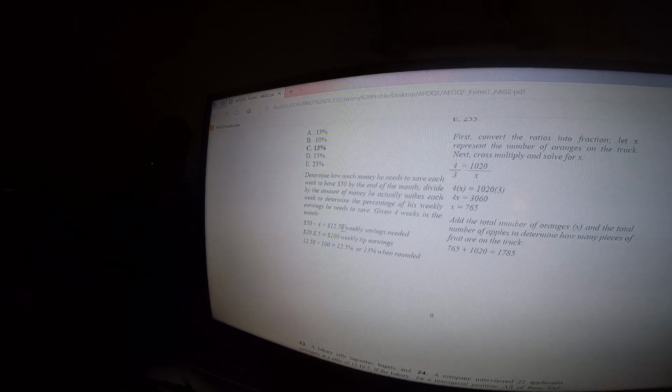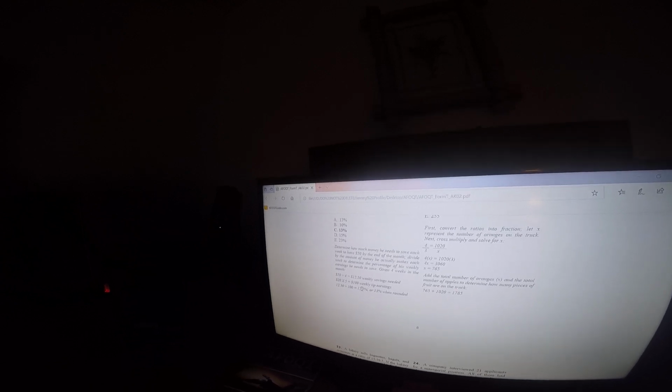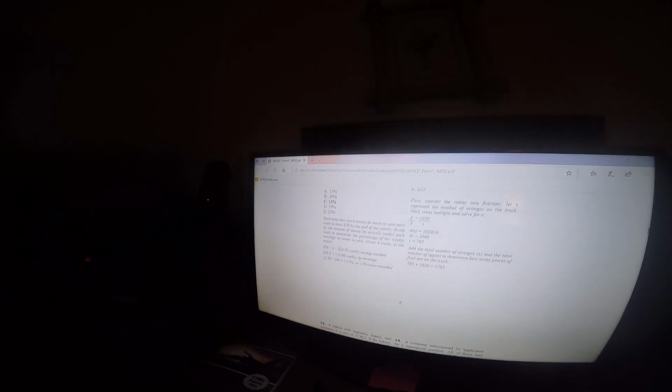He needs to save $50. So each week he needs to save $12.50 weekly savings needed. He makes $100 weekly in tips. So $12.50 divided by 100 equals 12.5%, or 13% when rounded. Interesting. What percentage of weekly earnings does he need to save? 13%.